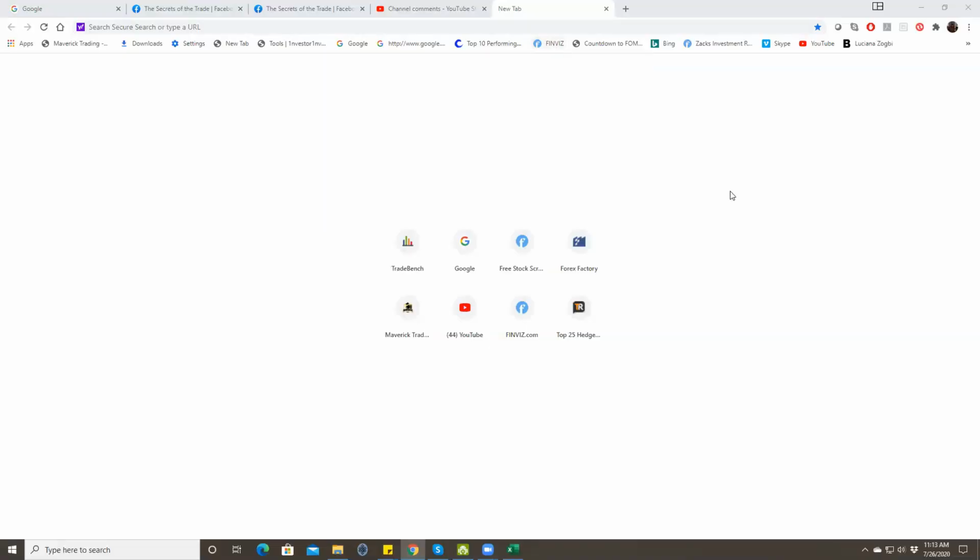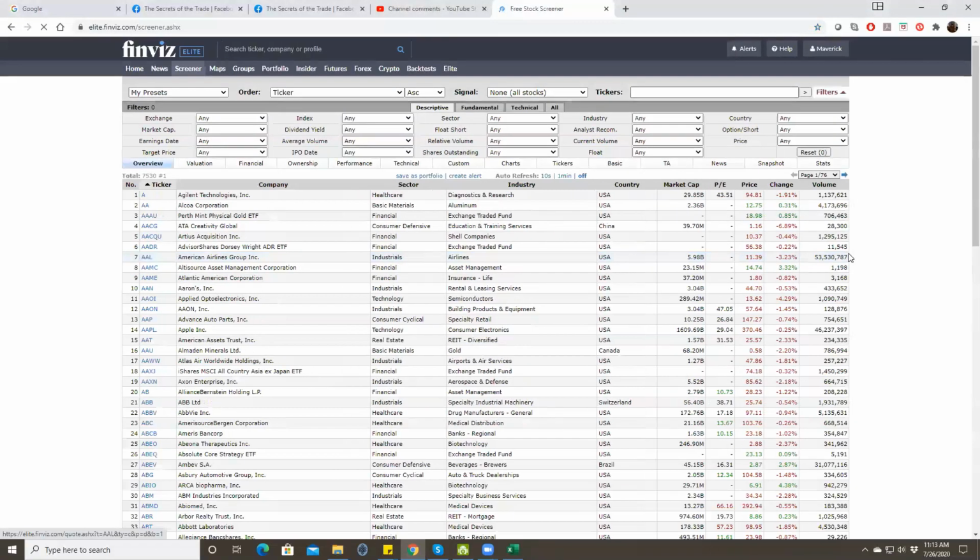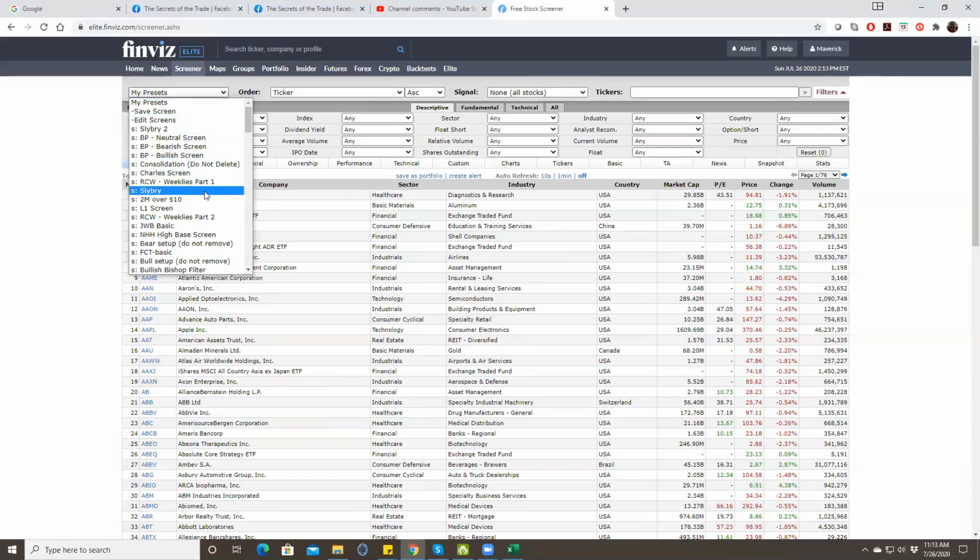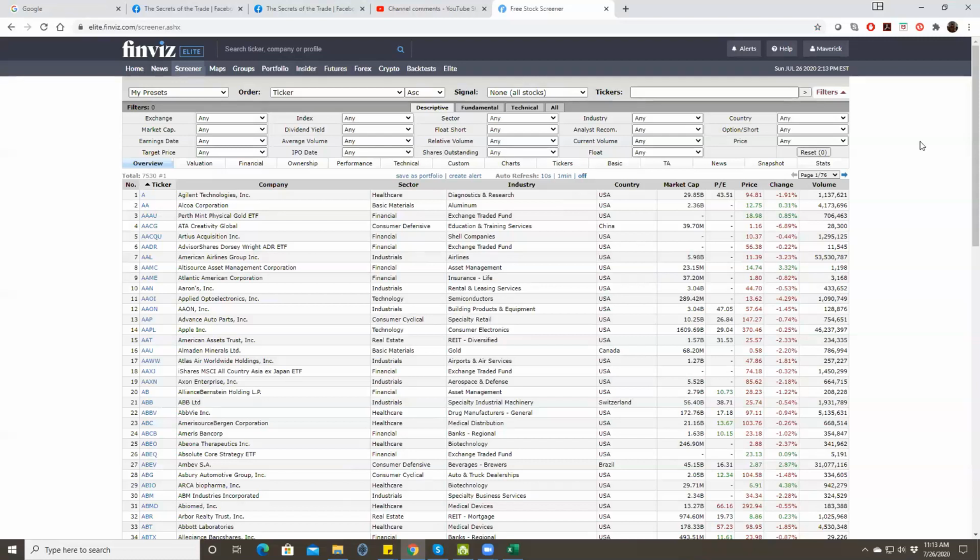Okay, the first thing that we're going to do is take a look at how we come up with our watch list. So I go to Finviz right here. I have an elite account through Maverick Trading, who I'm a prop trader for. An elite account gives you a few extra features that you need. I do have some presets over here that are already created with different types of screens or filters for looking for different types of setups. I use this to set up my sectors and keep track of my sectors.